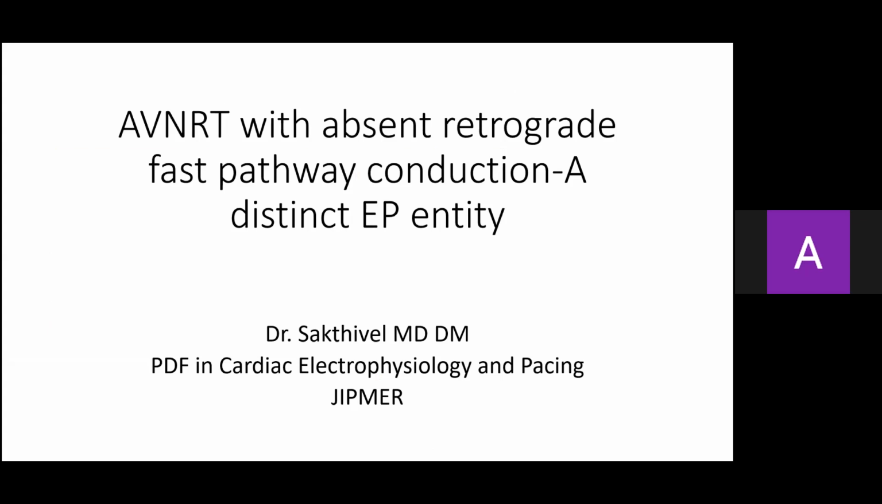Good evening, everyone. I am Dr. Sakthivel, fellow in electrophysiology. At the outset, I would like to thank my professor, Dr. Raja Selvaraj, and the IHRS team for having me here to present in this forum. This entity, AVNRT with absent retrograde fast pathway conduction, though it's not uncommon and a relatively familiar one, is still not well studied or published as a single entity. We would like to present it as an entity or syndrome comprising all of its features and also our experience with the same. We also would like to know your insights and valuable comments.